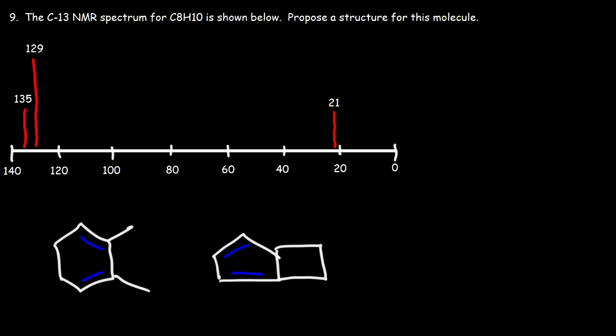What about this one? This has an IHD of 4. The structure on the right has an IHD of 4. And this has a total of 7 carbons. So we got to put a methyl group somewhere. Automatically, that's not going to give us 3 signals. This is going to be 1, 2, 3, 4. And then, let's see, 5, 6, 7, 8.